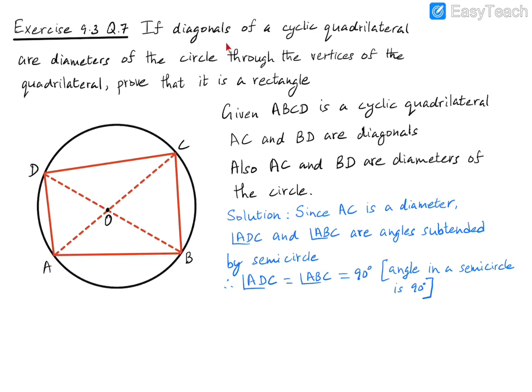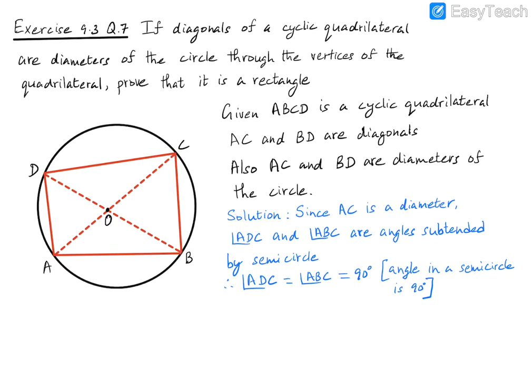If the diagonals of a cyclic quadrilateral are diameters of the circle through the vertices of the quadrilateral, prove that it is a rectangle. Okay, so this is the wording of the question, and when we read this, students might find that this seems like a complicated problem.